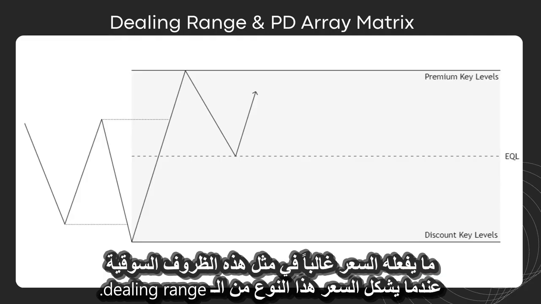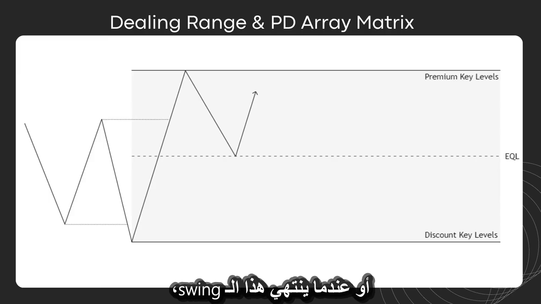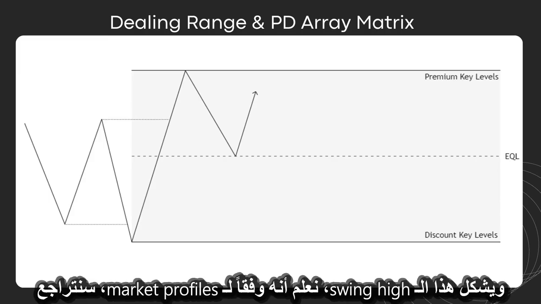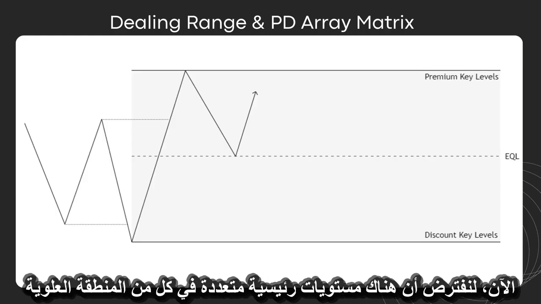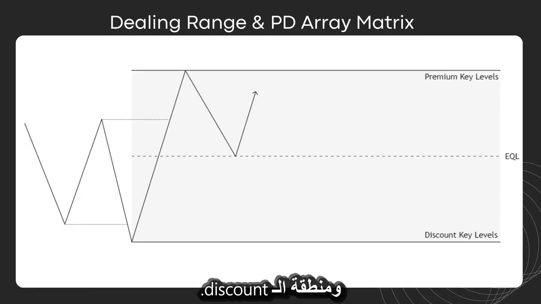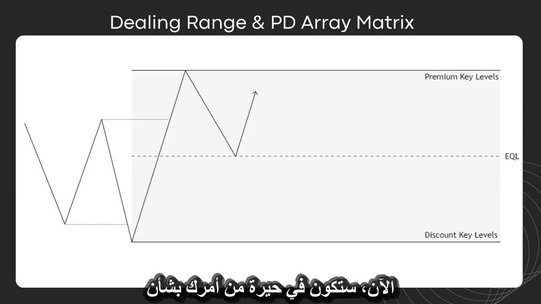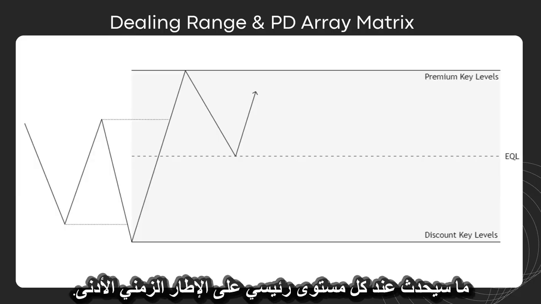dealing range. So right here with this expansion swing, or when this swing ends, it forms this swing high. We know that according to market profiles, we're going to retrace before moving higher again. Now let's say there are multiple key levels both in the upper region and in the lower region, meaning both in the premium and the discount region. You're going to be confused about which key level to choose and what's going to happen at each key level on the lower time frame.